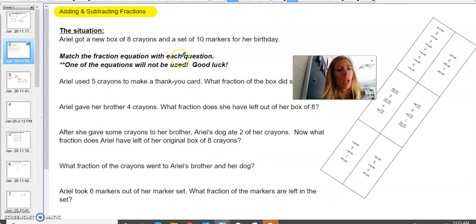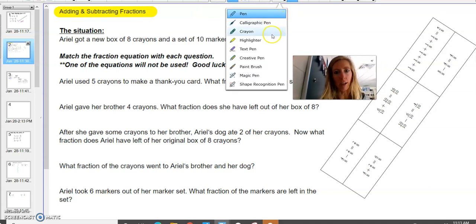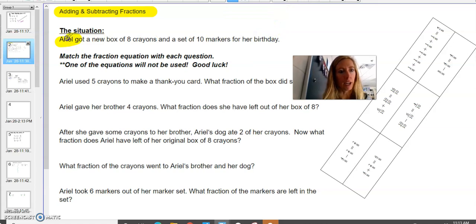All right, on to adding and subtracting some more fractions. And we're going to use the idea of Miss Ariel. Here's a situation. It was her birthday, and someone gave her a new box of 8 crayons. And she loves new crayons. Don't we all, when they are new? Oh man, a box of new 8 crayons.